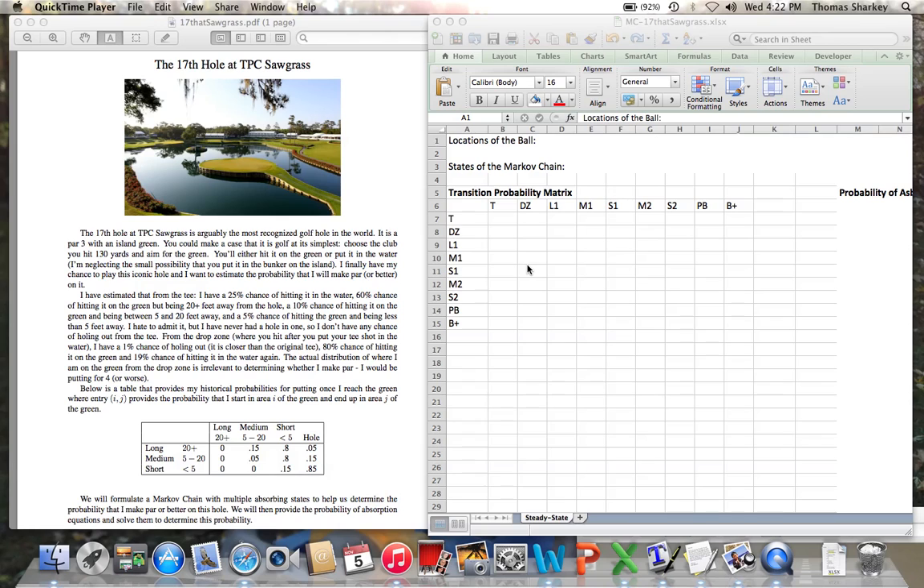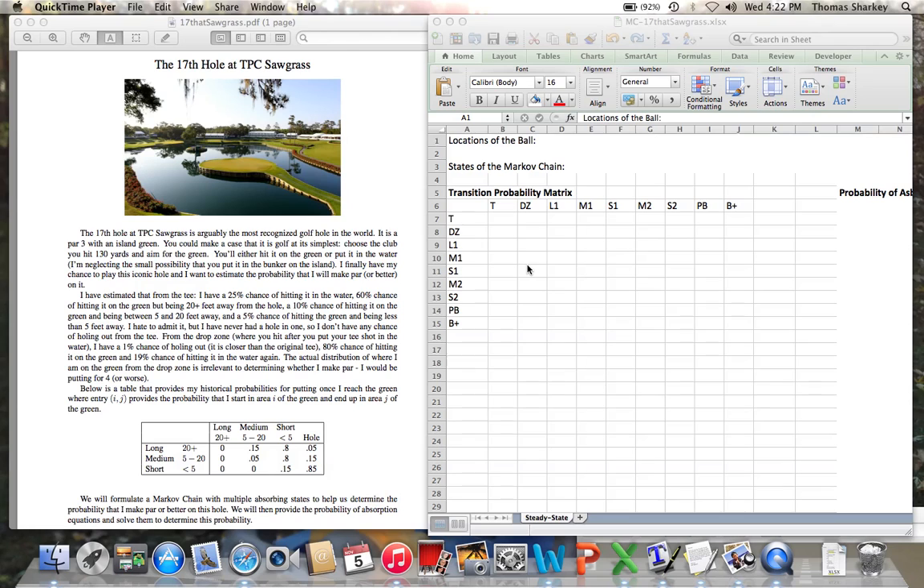And ultimately what we're interested in determining or capturing is formulating me playing this hole as a Markov chain and then using the Markov chain to determine whether or not I make par or better on that hole. So whether or not I put the ball in the hole in three or fewer shots.